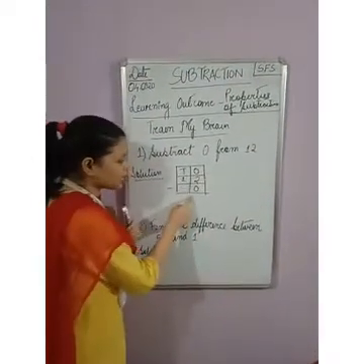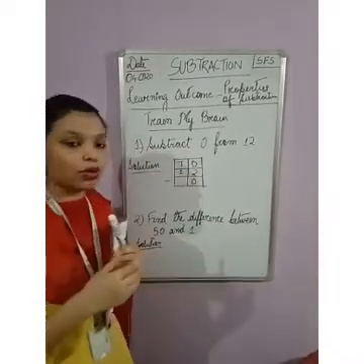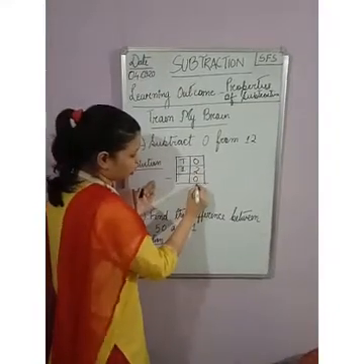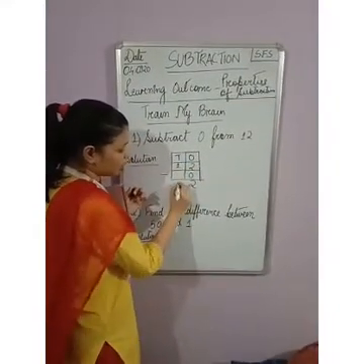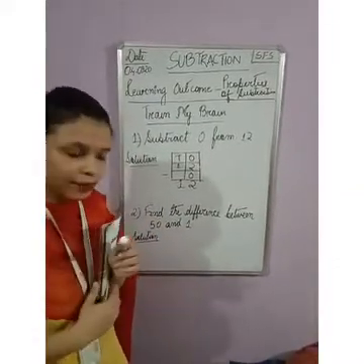Now in the ones place, what is the bigger number? What is the above number here? 2. So we have to subtract 0. We already know that if it is 0, the number will come down. Okay, and in the tens place there is no number to subtract, so 1 will come down. The answer is 12. Okay.